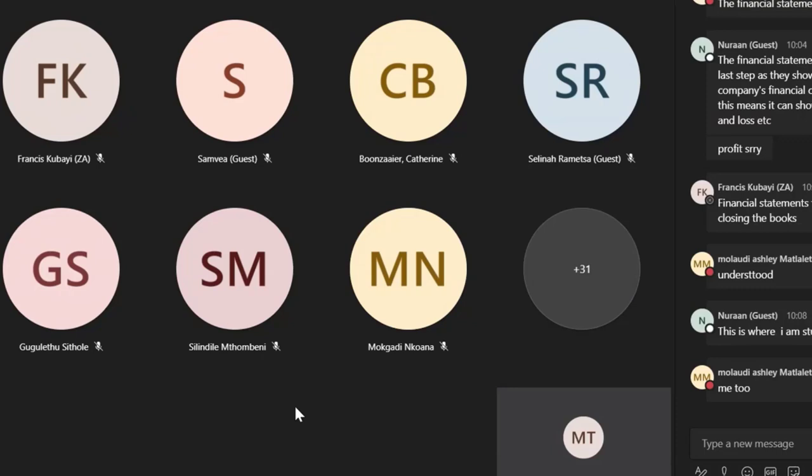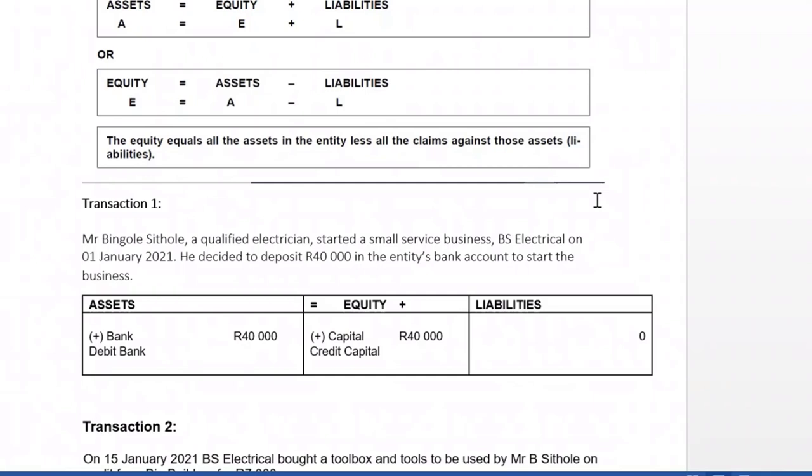So remember transaction number one. Let's look at transaction number one. Bengoli Sithole, a qualified electrician, started a small service business, BS Electrical, on the 1st of January. He decided to deposit 40,000 in the entity's bank account to start the business. So this is the two accounts where you've done the double entry principle.